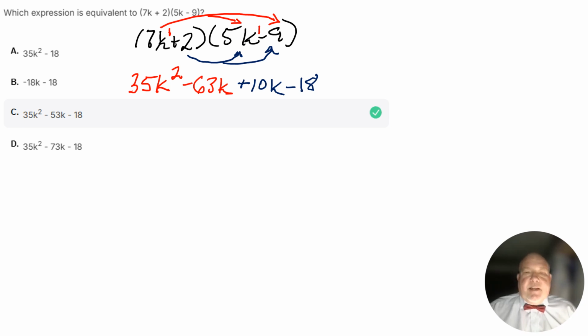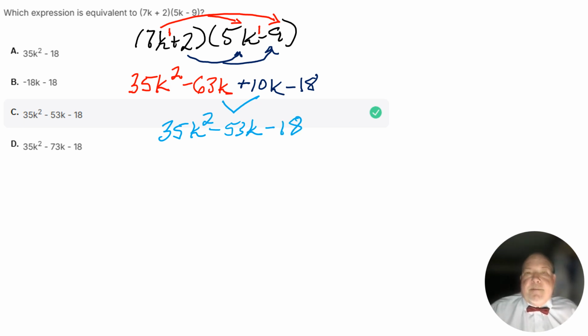Now, once I get to here, now I need to combine like terms. And so I have like terms here in the middle, this 63k and 10k. Be careful with the signs. The minus sign in front of the 63k means that's negative. That's how I'm going to treat that. So I have negative 63 plus 10k gives me negative 53k. And then I just bring down the rest of it. So I have the 35k to the second, and I have the minus 18. And I can't simplify this any further. There's no more like terms. And you can see that's the same answer as C here.